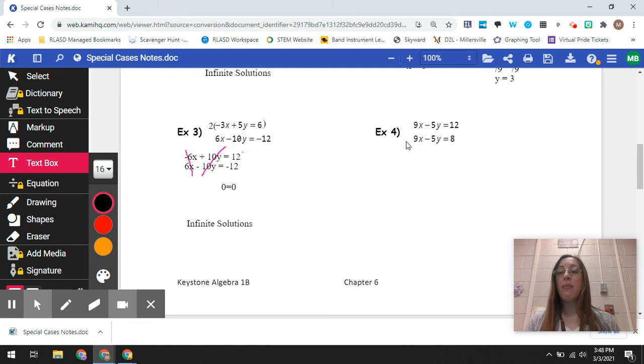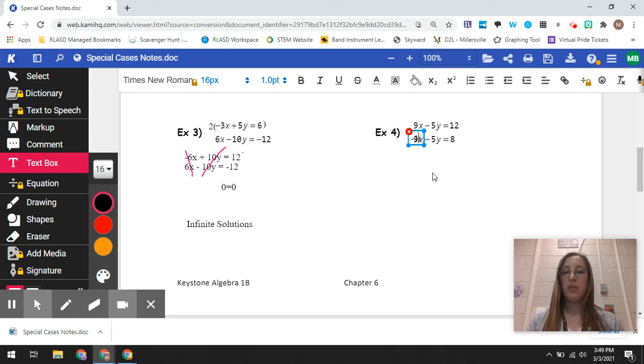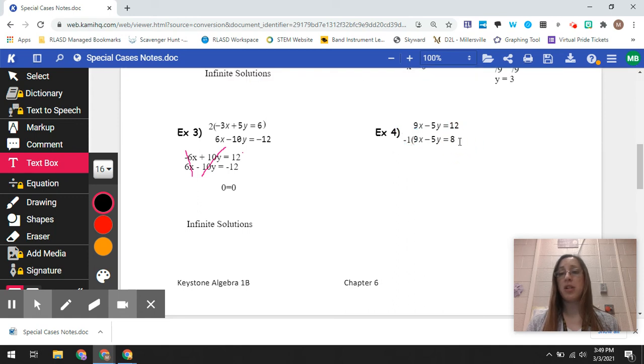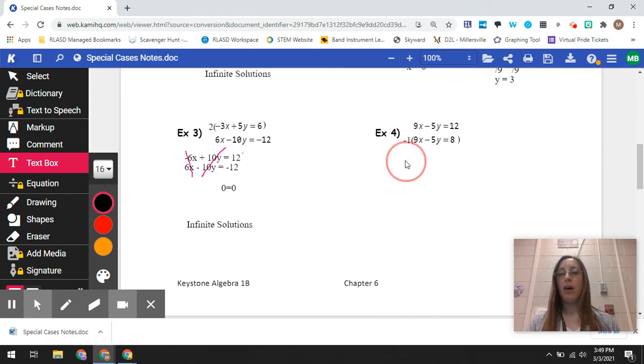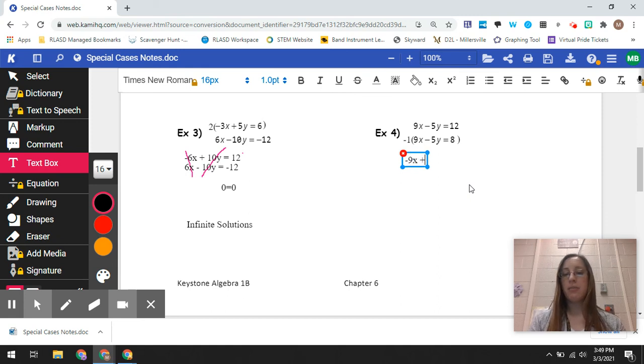So here, remember, you want one of your x or y values to be the opposite of the other. Okay, so here, this is not the opposite. So we need to make it the opposite. So we're going to multiply it by negative 1. I'm going to multiply the bottom one by negative 1. Again, it doesn't matter if I chose the bottom or the top. It's going to give me the same answer in the end. I'm going to get negative 9x plus 5y equals negative 8.